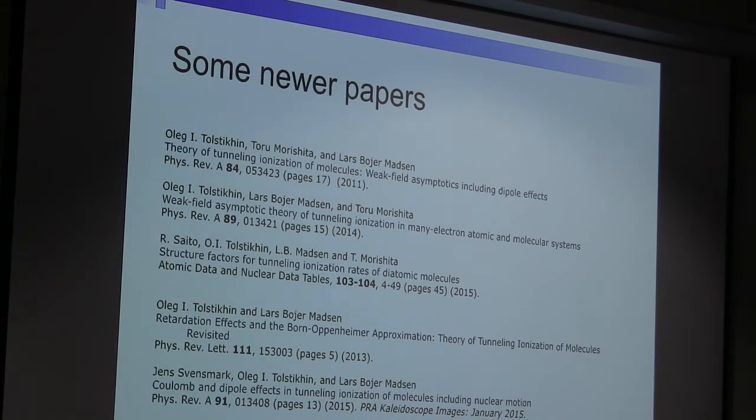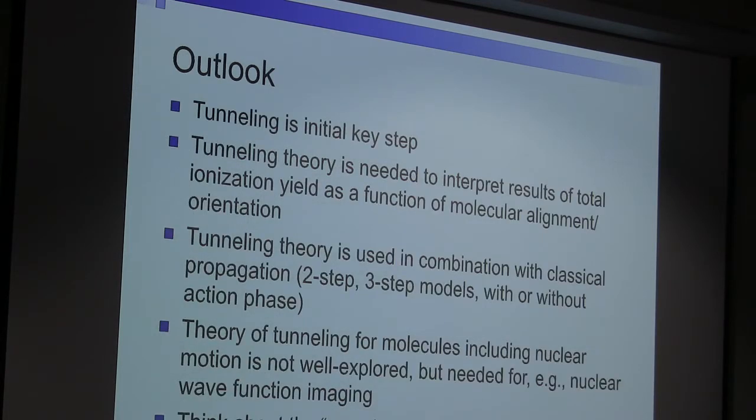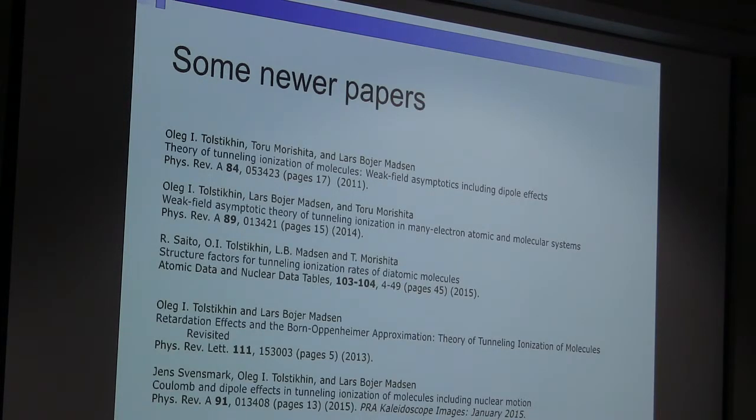There are some newer papers on all this tunneling theory. It turns out that what we work on actively now is to do more on nuclear motion. This has not been done, to my knowledge, in a way where you try to include that at the same level as the electron motion. So this is what we're trying to do now, analytically also.